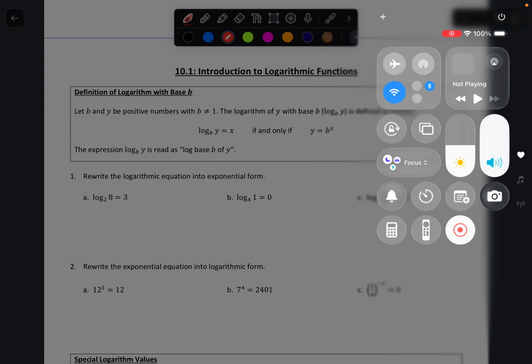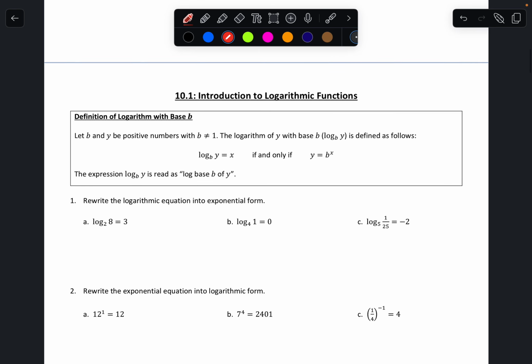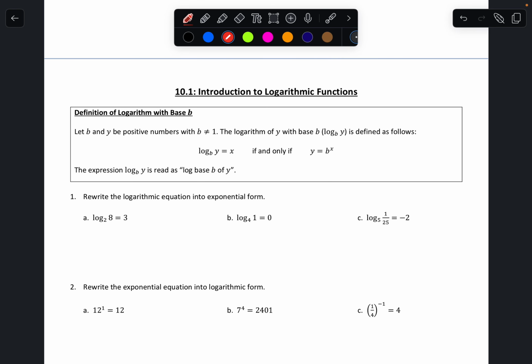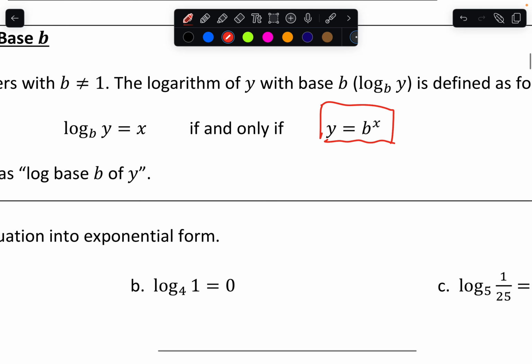All right, folks, we're going to do some notes on the new section 10.1, Introduction to Logarithmic Functions. One of the things that we're going to talk about here is that up to this point, we don't know how to solve equations where the variable is in the exponent. If you look at something like y equals b to the x, right now we don't have a way to get the x out of the exponent.